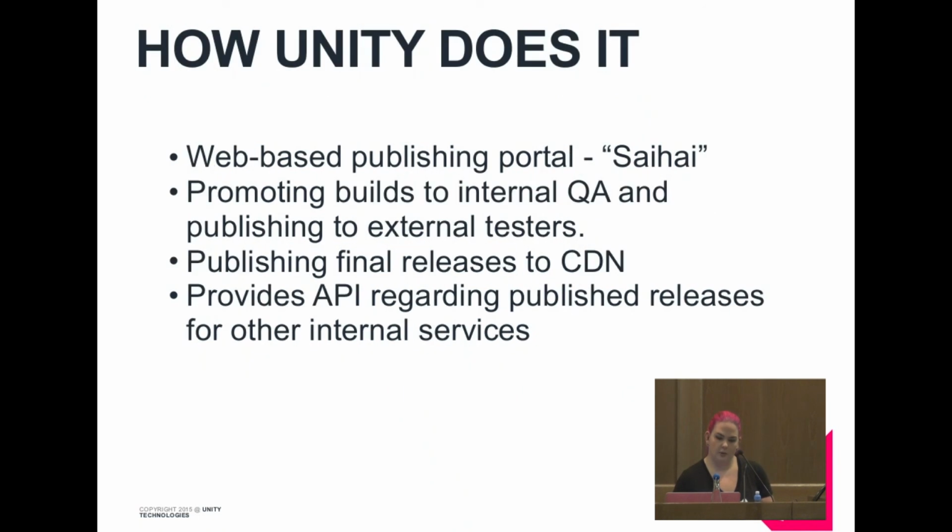So at Unity, we have a web-based publishing portal called SciHi. In case you didn't know, all of our tools are modeled after Japanese weapons. This is written as a relatively simple Django application, and it's used for promoting builds to internal QA and publishing to external testers. It publishes to the CDN, and it also provides an API that other internal services use for getting information about what builds have been released and providing the download links.